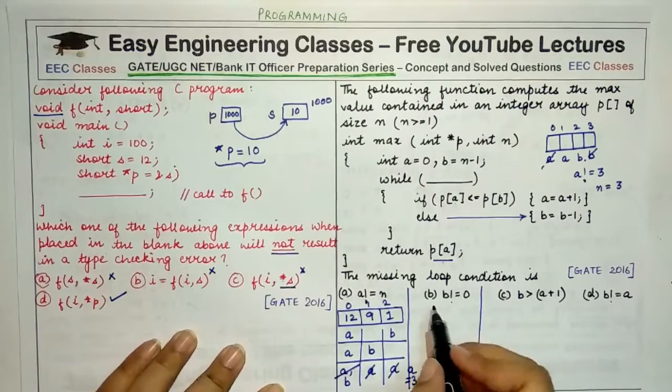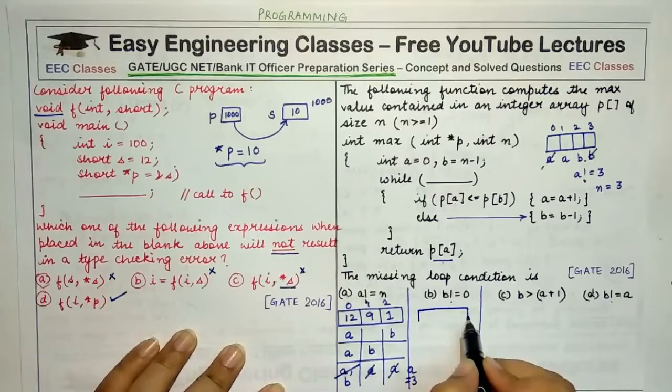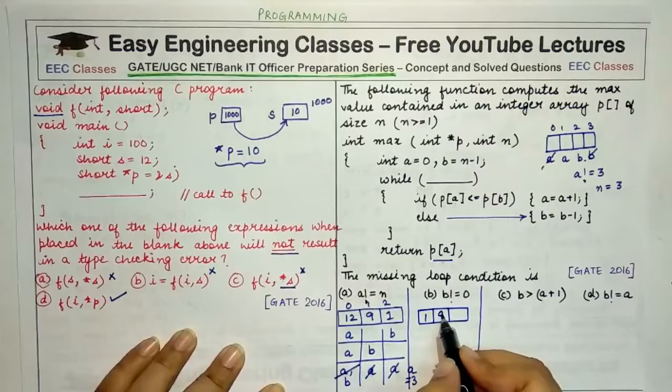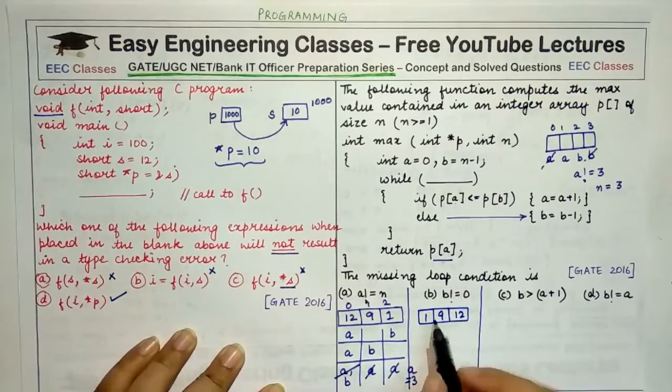Here similarly, for the second condition, if I draw the array and have the elements now in increasing order, say 1, 9 and 12, now the indices are 0, 1, 2.